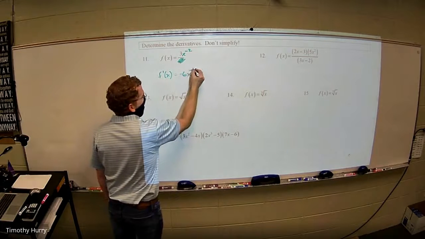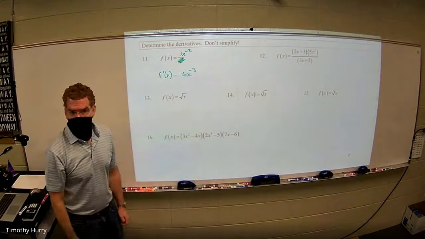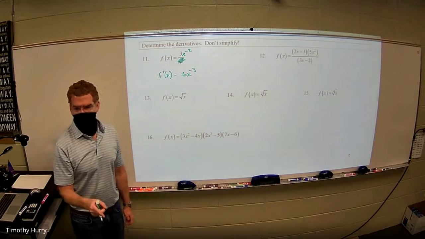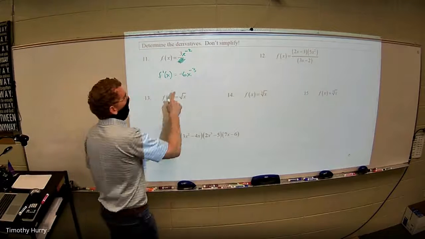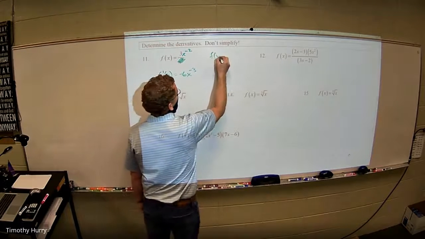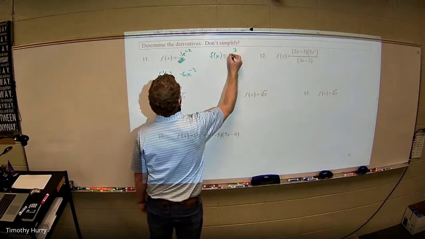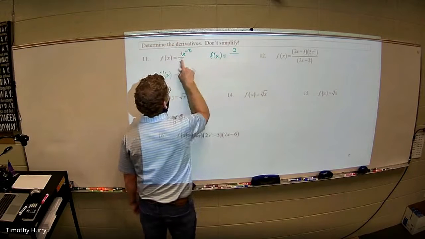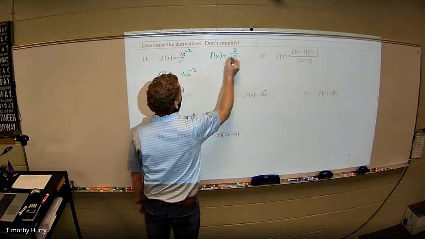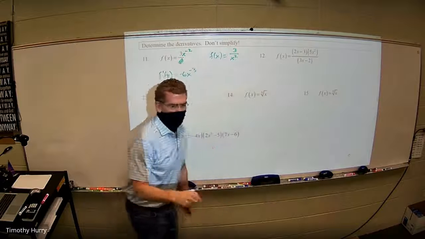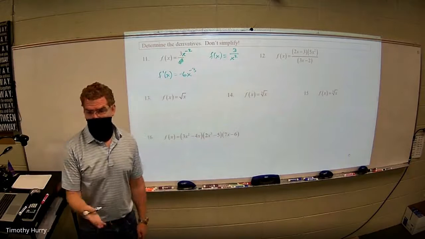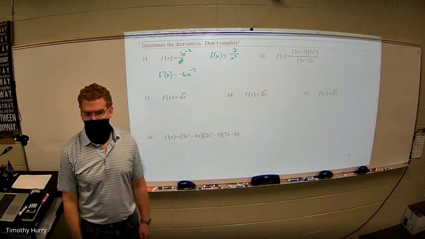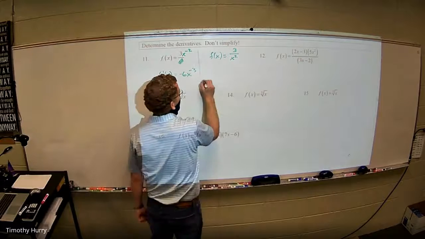Negative 6x to the negative 3. Okay, that's one option. What's another option? I'll rewrite it. Don't you have a number divided by a number? If you have a number divided by a number, can't you do a quotient rule? All right, let's try it with the quotient rule.